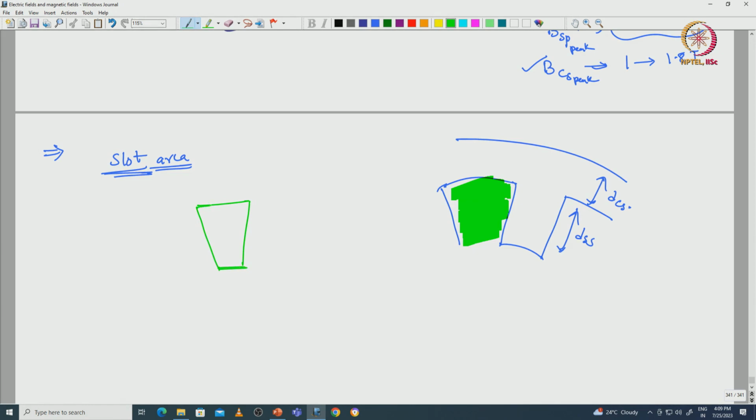In order to find the area of this slot, assume this slot is a symmetrical trapezoid, and this height will be DSS and width will be W2S at the top side, W1S at the bottom side. Then the area of slot is equal to the mean width of the trapezoid, that is W1S and W2S divided by 2, into DSS, the height of the slot.